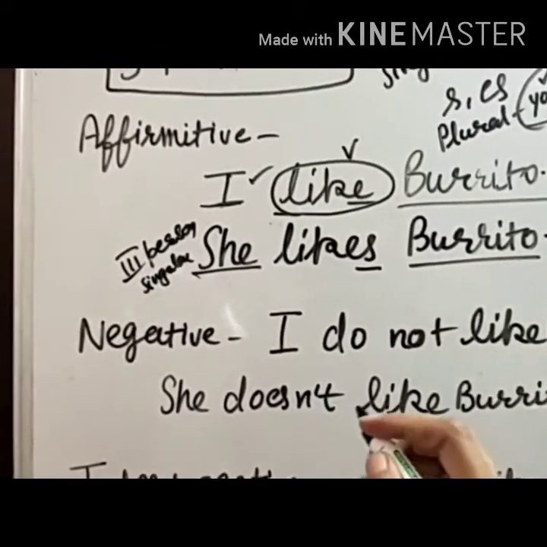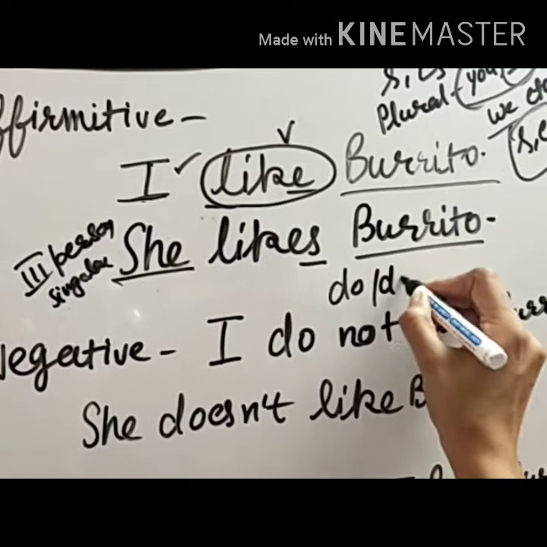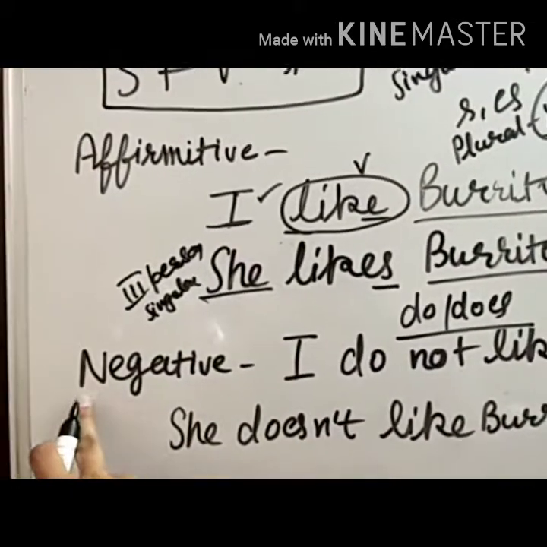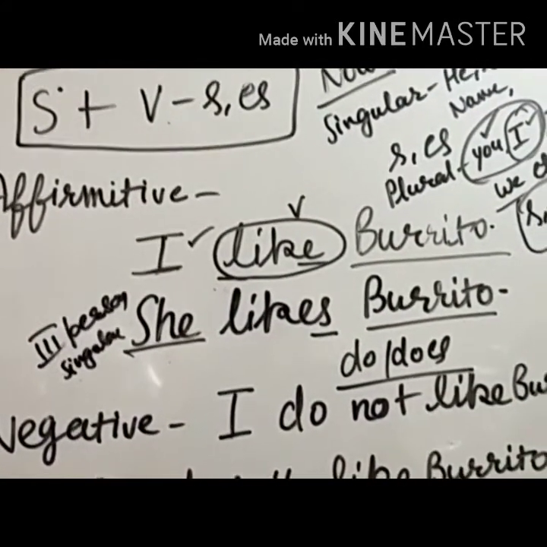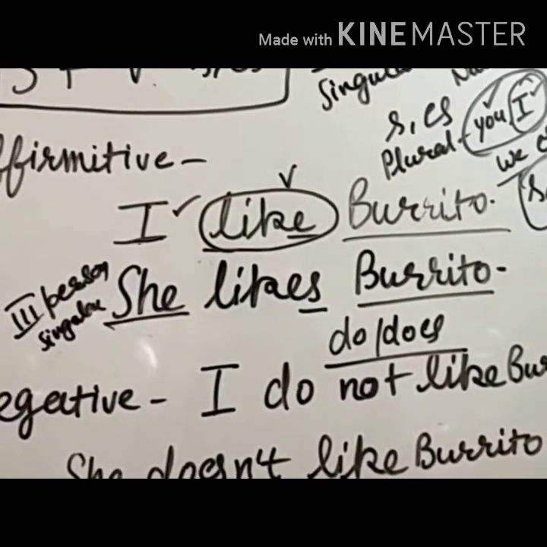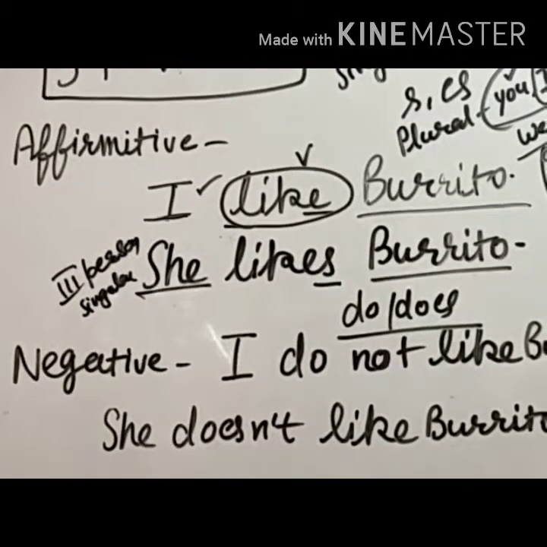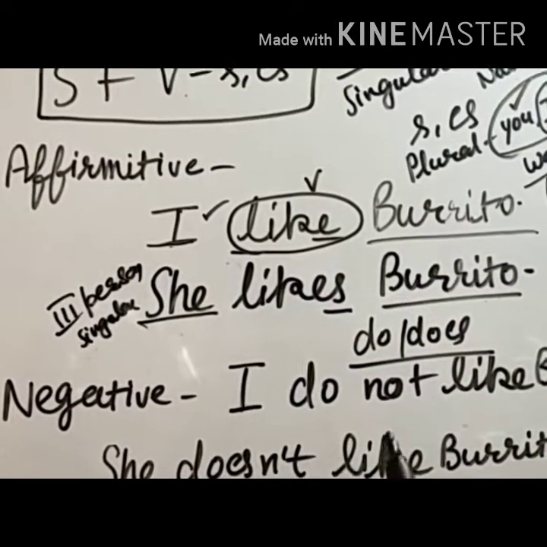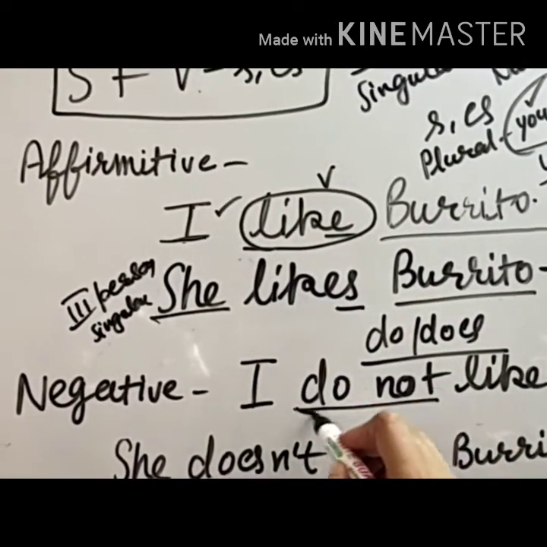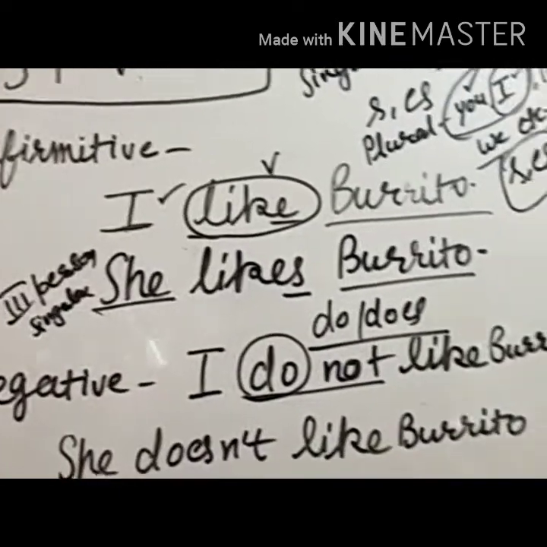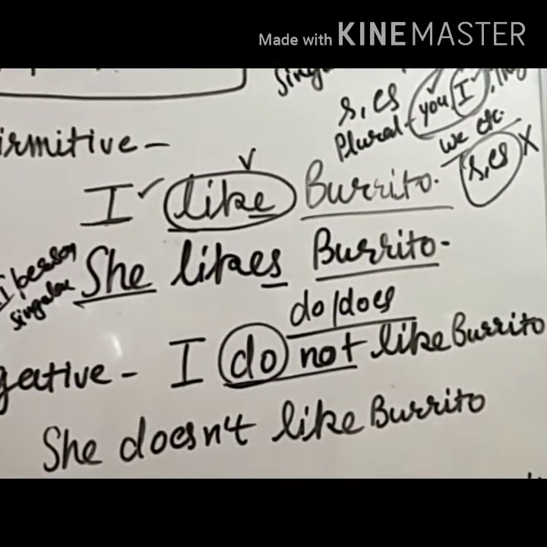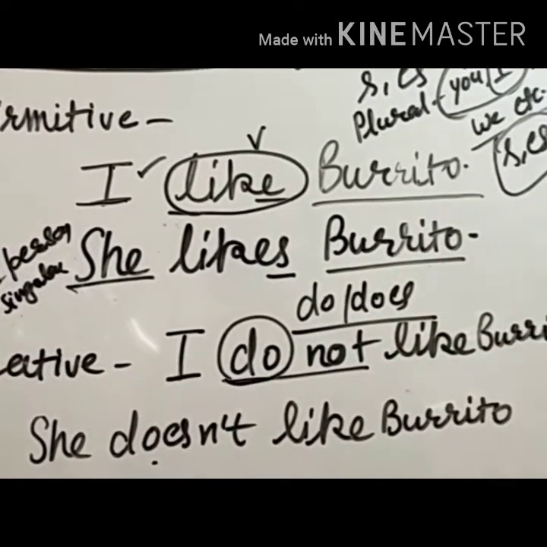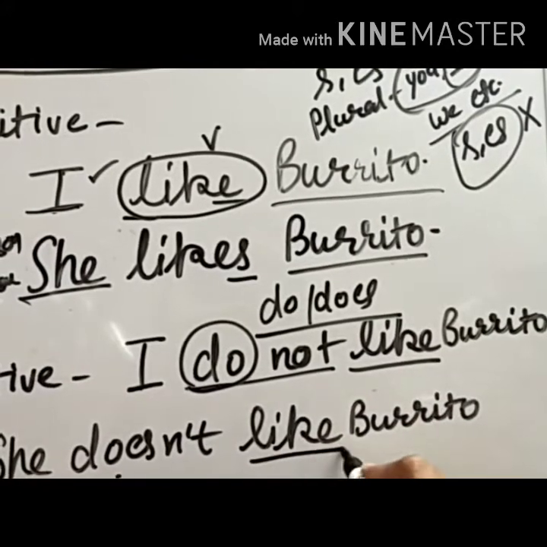In negative, what happens? In negative, do and does. The use of do and does comes with negative when you are using simple present tense. There is a difference for past tense, but if you are using simple present, you have to apply do and does. What is there, students? Listen carefully. When you are applying do and does, you have to use the verb in the base form.